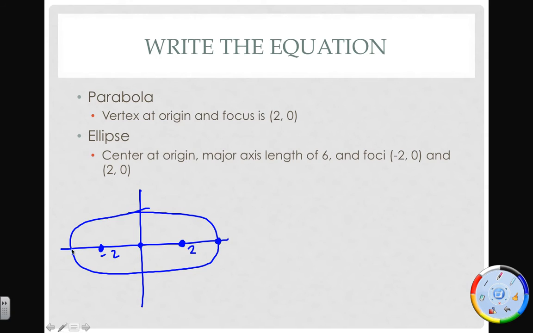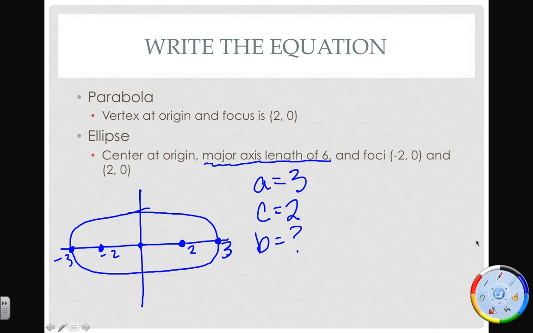Now, what would these values be? Because the major axis has a length of 6, that means my semi-major is 3. That's nice because that means that's 3 and that's negative 3. The distance between those 2 points is 6. So what does this tell us now? This tells us the a value is 3 because that's the distance from center to vertex. It also tells us the c value is 2 because that's the distance from center to focus. But if you look at your equations, we need a b value.